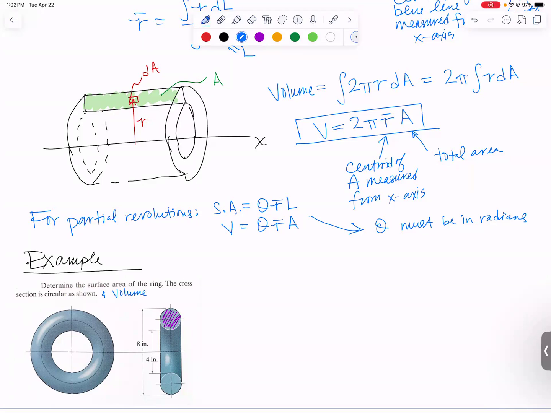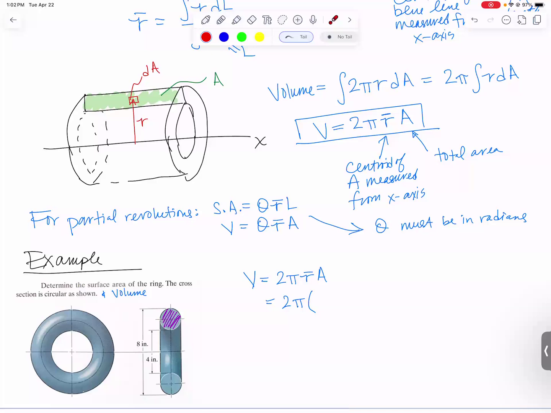Let's do volume first. I actually think volume is a little bit easier to figure out. Volume is 2 pi r bar times the area, because we're revolving it all the way around the axis. That's why you use 2 pi. Write down the 2 pi. R bar, that's the distance between the centroid of the area, which is right in the middle of the circle, and the axis of rotation.